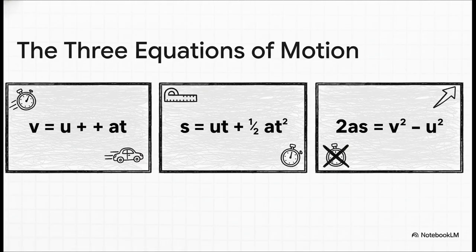So here they are, your 3 very important equations. The first one, v = u + at, relates velocity and time. It's the one you use when you need to find the final velocity after some time has passed. The second one, s = ut + ½at², relates position and time. It's perfect for finding out how far an object has traveled. And the third one, 2as = v² − u², relates position and velocity. This one is super useful when you don't know the time.